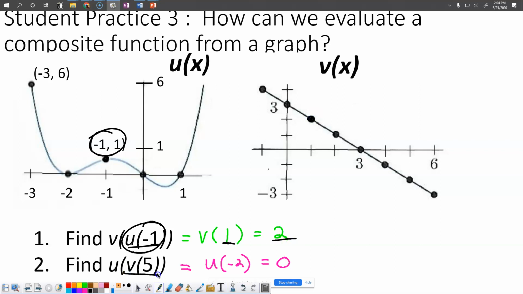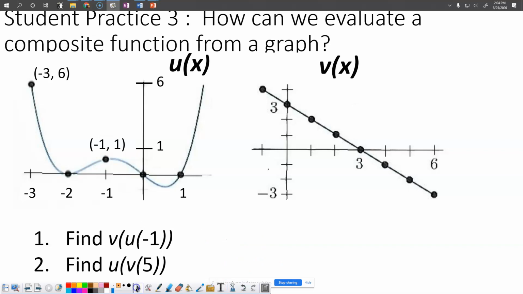Next we have v of 5. v of 5 on the v graph is down here. That would be at -2 for the y value. And now we need to do u of -2, which would be right there, and the y value for that is 0. Okay. I think that does it.